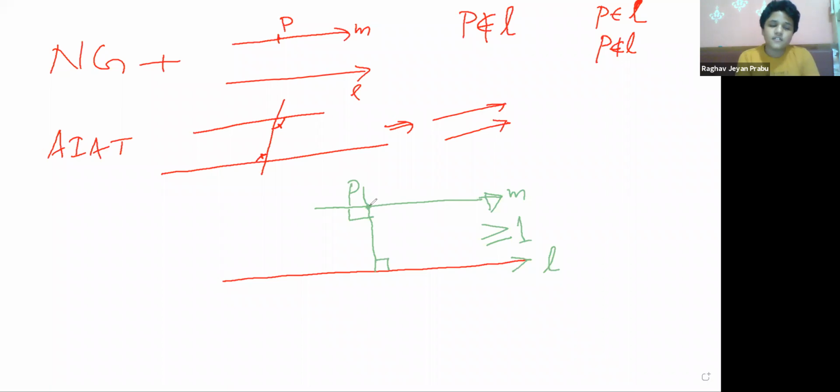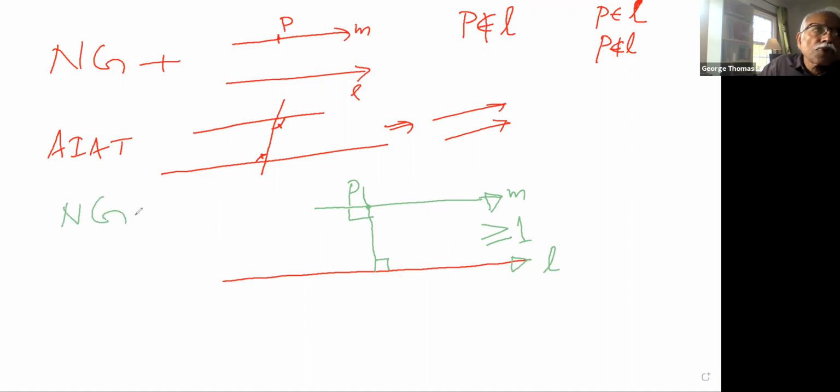You constructed one parallel to L. Maybe there are more. Are you with me? AIAT tells us that through a point not on a line, there exists at least one parallel, and it constructs it for you. That is what neutral geometry can do. It shows there is a line through P that is parallel.